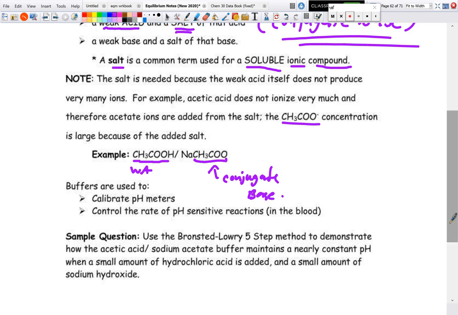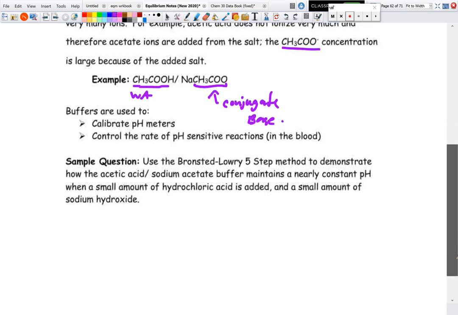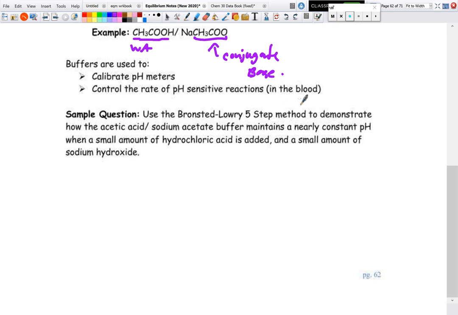Now, of course, buffers are going to be used to calibrate pH meters if you're doing very sensitive reactions. And then, of course, for us, it does help us control pH-sensitive reactions in the blood. Now, just to show you how the buffers actually work, so why they can protect against either an acid or a base getting added to something. So I'm just going to show you how an acetic acid sodium acetate buffer maintains a constant pH when small amounts of hydrochloric acid or small amounts of sodium hydroxide are added.